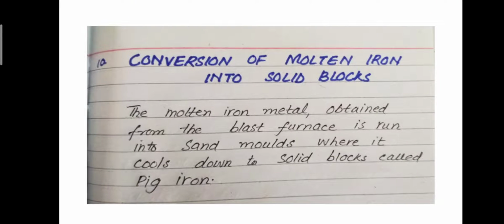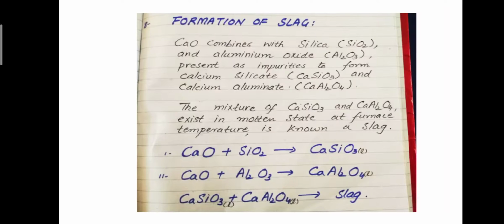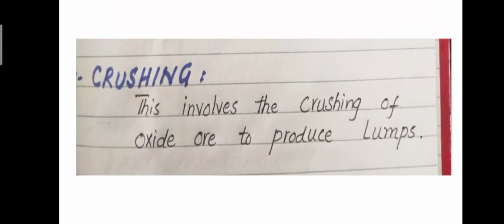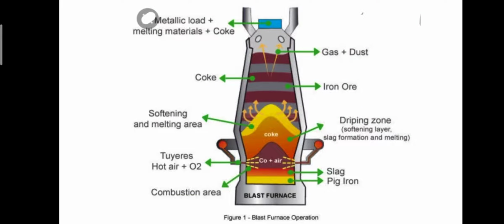Conversion of molten iron into solid blocks. The molten iron metal obtained from the blast furnace is run into sand molds, where it cools down to solid blocks called pig iron. Here, pig iron is obtained.